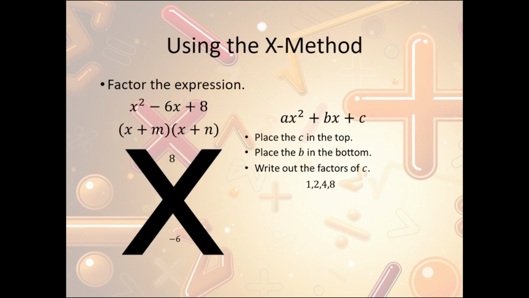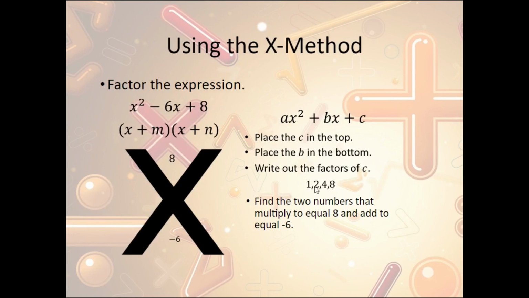Now, which of those are going to multiply to equal 8 and add to get negative 6? Well, remember, these can be both positive or negative. So I'm looking at negative 1 times negative 8 is positive 8, but it's also equal to negative 9. So that's not the answer.